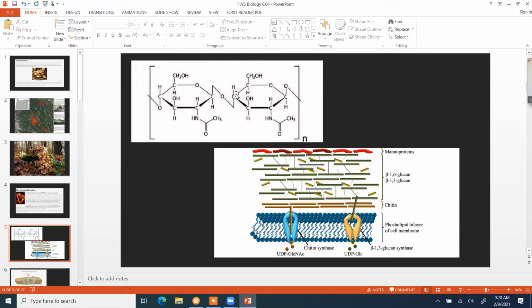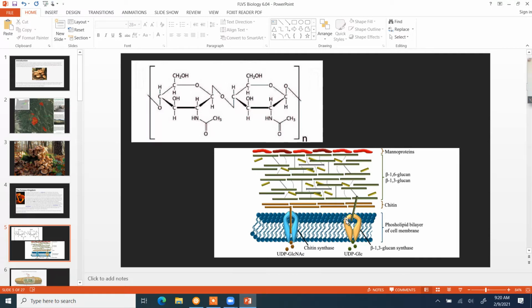For example, you see this nitrogen, CH3, C double bonded to O. There are other kinds of attachments and things that make this different. So over here on the bottom right, this shows what a cross section of a fungal cell wall would look like, or its cell membrane and cell wall.